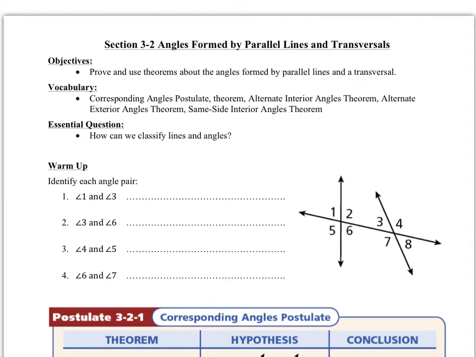The objective says, prove and use theorems about the angles formed by parallel lines and a transversal. You can see that in our vocabulary we have a number of postulates and theorems that we're going to be talking about as we go through. What I'd like for you to do now is pause the video, do the warm-up questions, and then turn the video back on to check your answers.